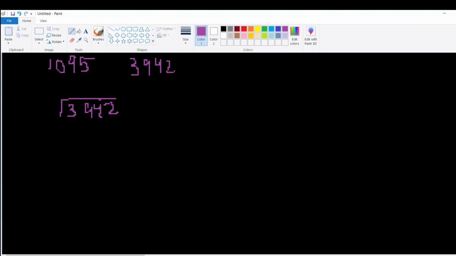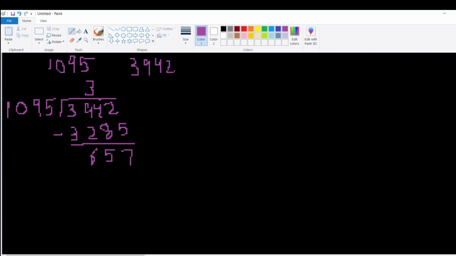And this would go here, 1095. Now it goes 3 times, as 3285. Subtract it as usual. The remainder would be 657.